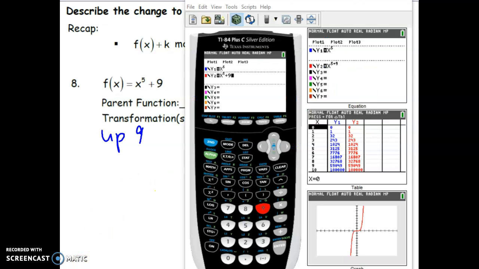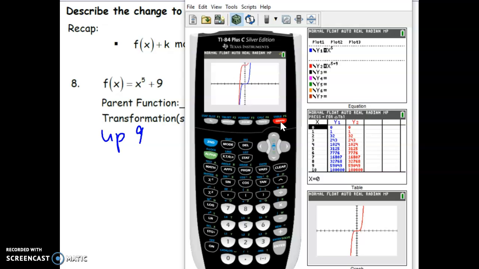Okay, so I've put that first one in the calculator. You can see I've got the parent function of x to the 5th, and then the transformed function of x to the 5th plus 9. Let's look at the graph. So the original function coming up now is going to be the blue one, and then my transformed function is going to be the red one.